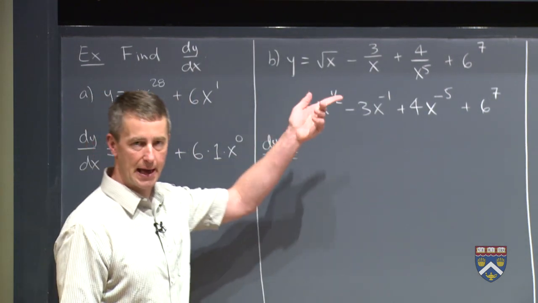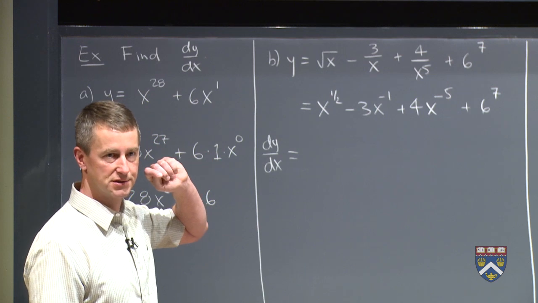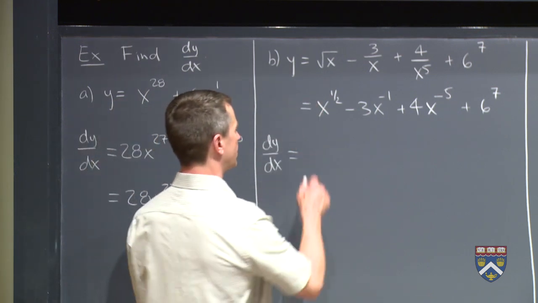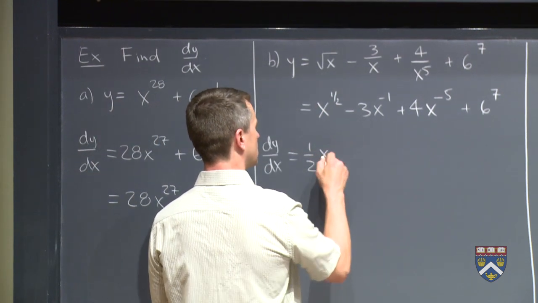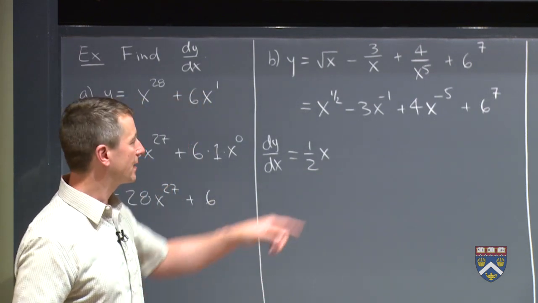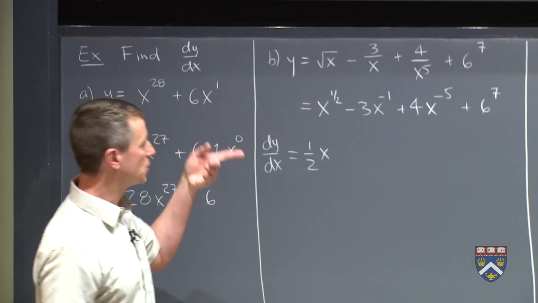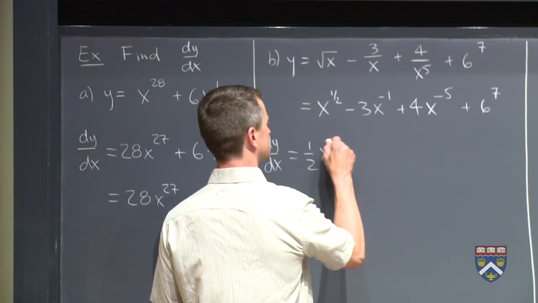So we've got x to the 1/2. Our power rule allows us to do that. It says we bring the 1/2 out front. And then the new exponent is what we get when we take the old exponent minus 1. So 1/2 minus 1, which is minus 1/2.